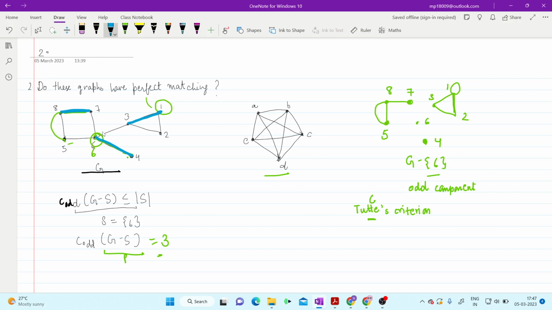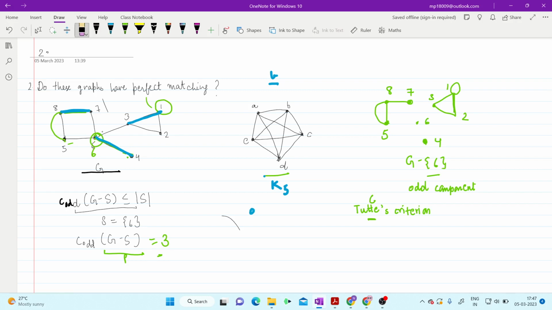Okay, so now the next problem is this. What do you think? Does this graph have a perfect matching? This is K5, the second example. No, because an odd number of vertices are there. Yes, nice.